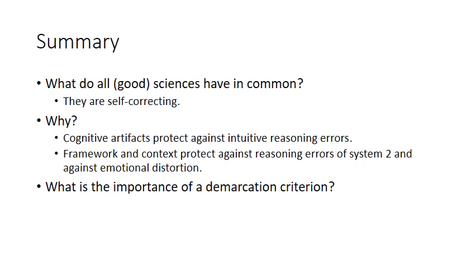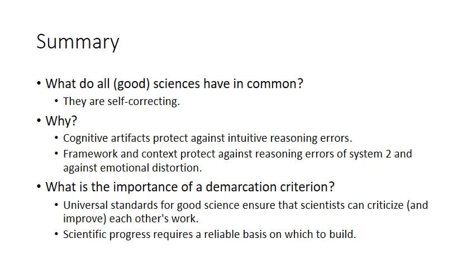What is the importance of a demarcation criterion? Universal standards for good science ensure that scientists can criticize and improve each other's work. This is fundamental. This allows for science to be a self-correcting process. And then finally, scientific progress requires a reliable basis on which to build.